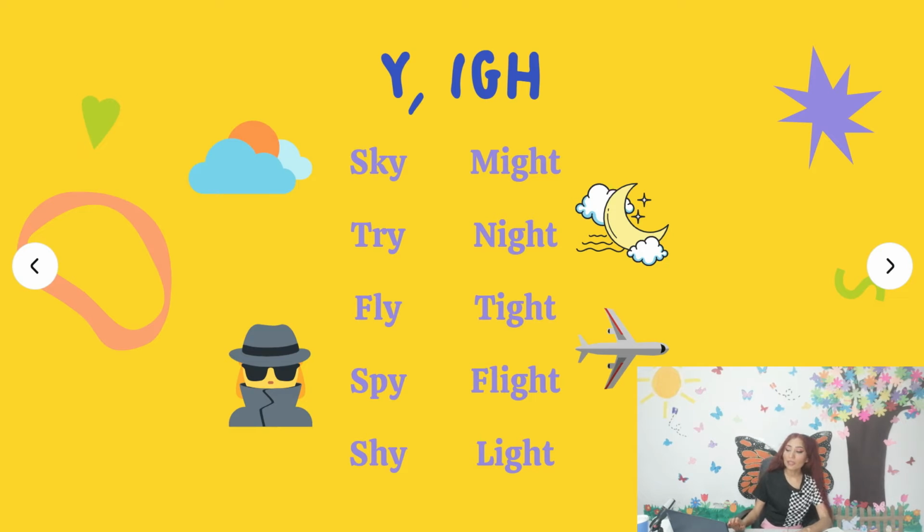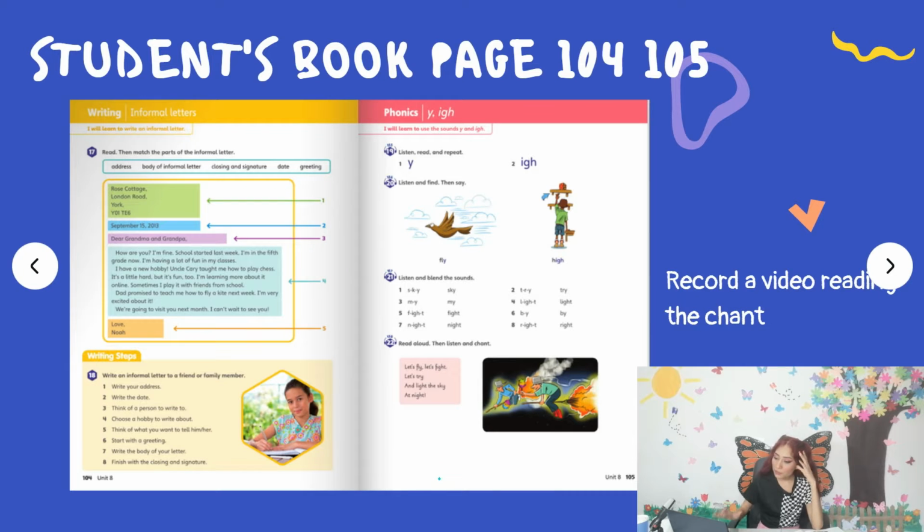So later we learned two new sounds, the long I, and they are written in a different way, but they are pronounced almost exactly the same. Okay: sky, my, try, night, fly, tie, spy, fly, shine, light. And those are the sounds.